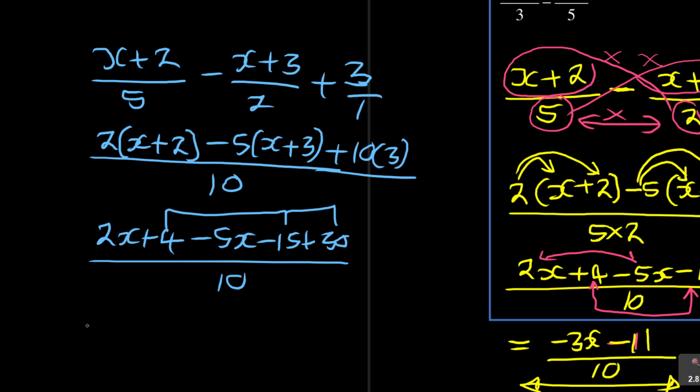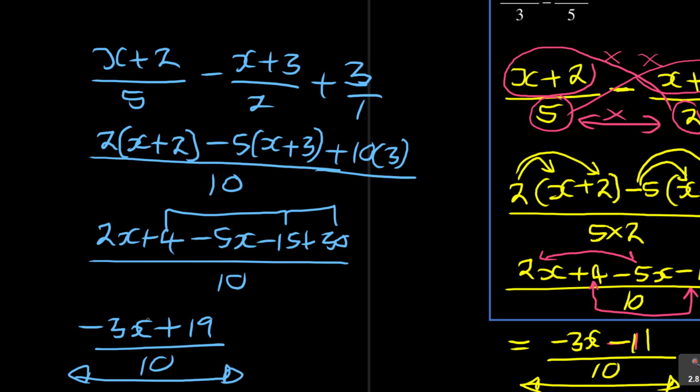So 2x minus 5x is minus 3x. And then 4 minus 15. Okay, actually 15 minus 30 is positive 15 there. Plus 4 is 19 over 10 there. That's what you'll be having. And that will be your answer, yeah. As long as you can't factorize it further. 19 doesn't have factors.